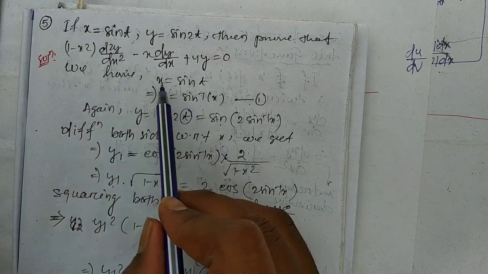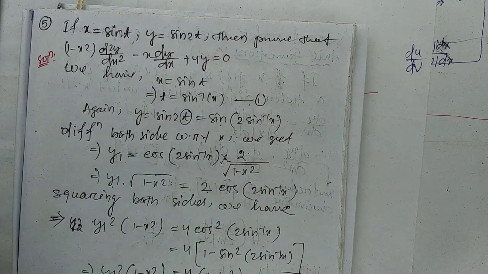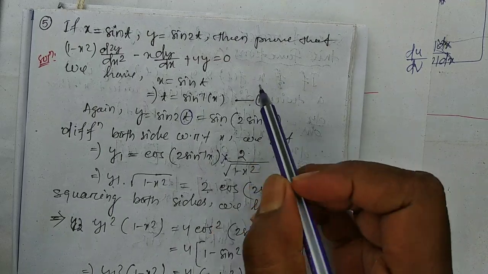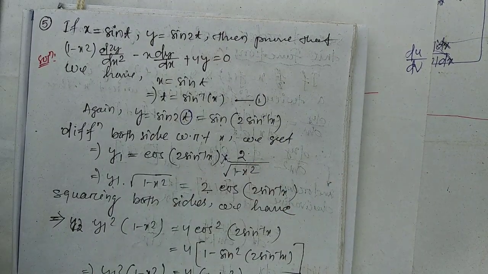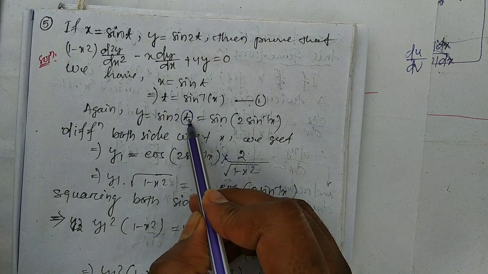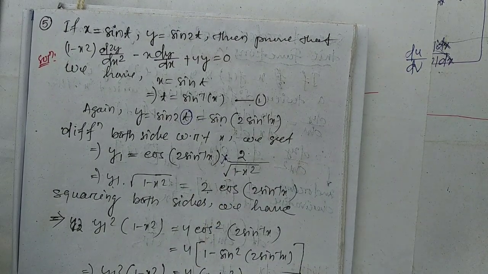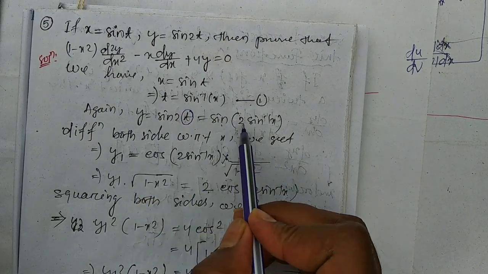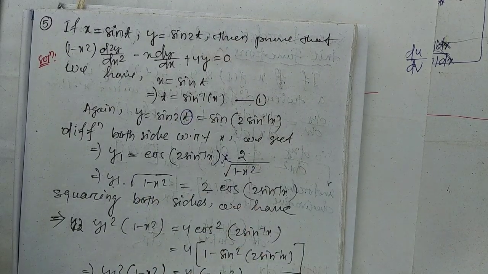So here x is equal to sin t, t can be written as sin inverse x. Okay, so put this equation 1. Now our y is sin 2t, so in place of t we will replace the value sin inverse x. Okay, now we obtain y is equal to sin of 2 sin inverse x.